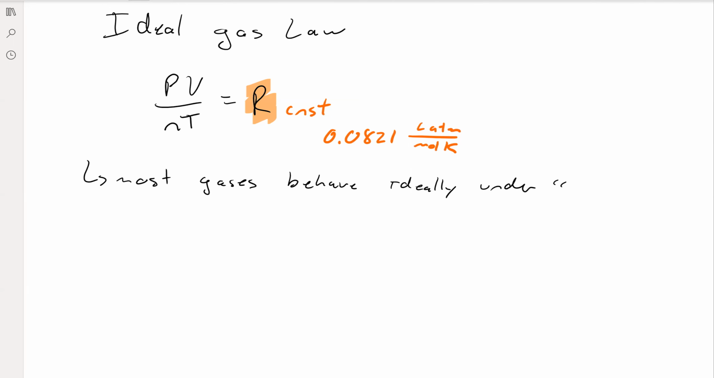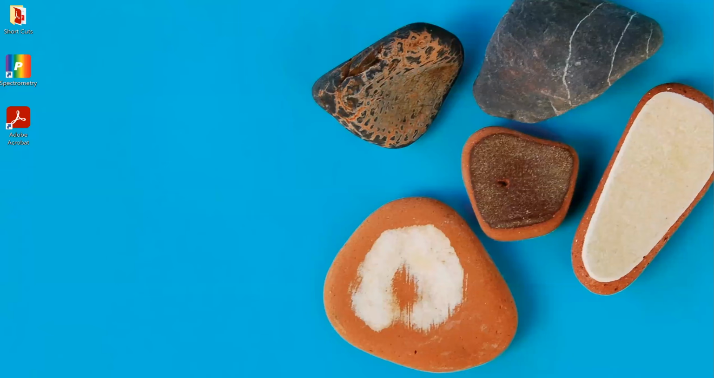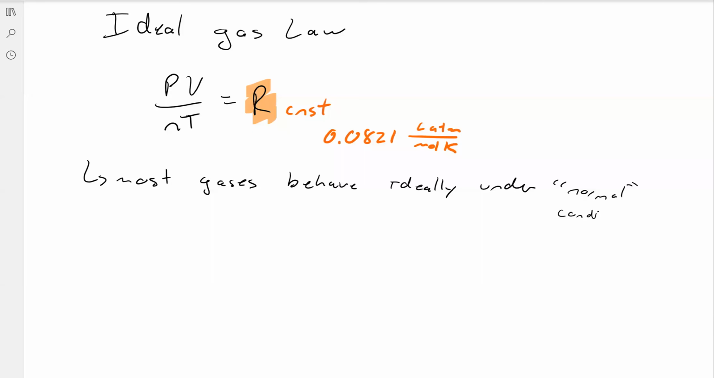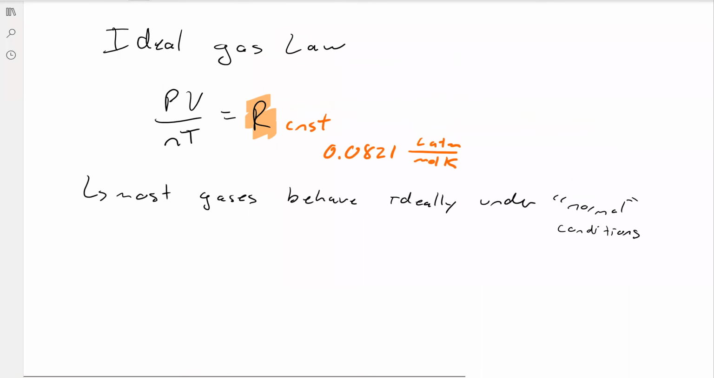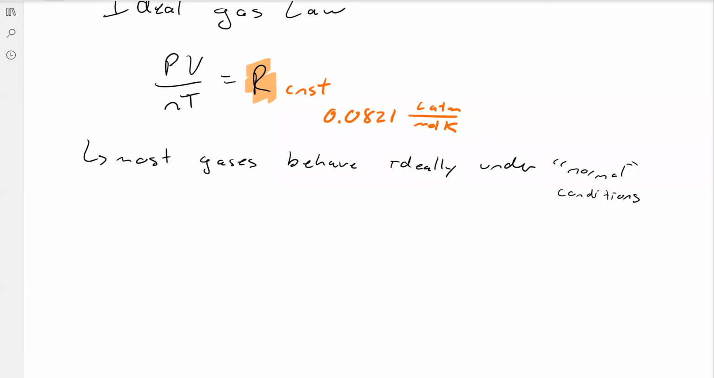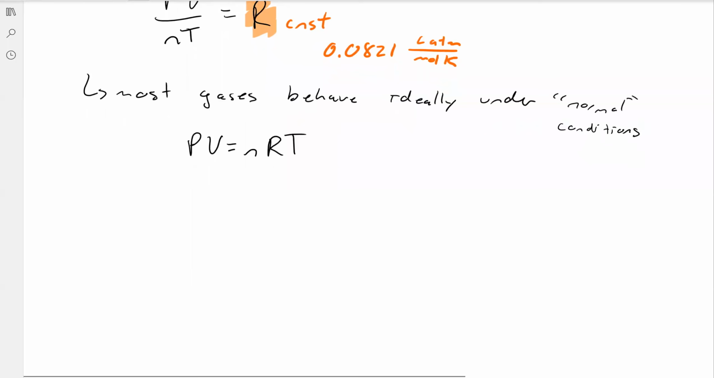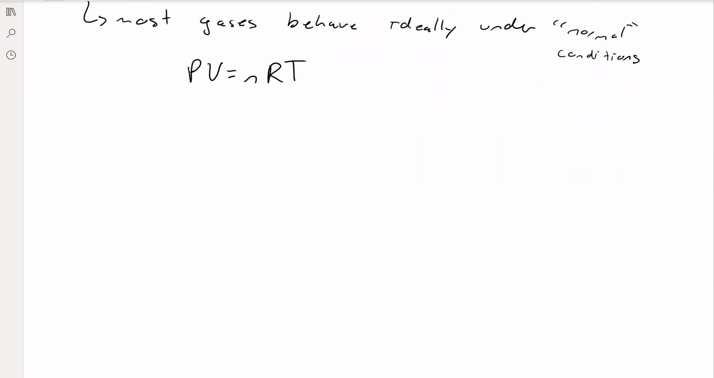under quote unquote normal conditions. And so this is just another plugging and chugging type of equation. We can reorganize this to its more popular format, PV equals nRT. So understand and kind of memorize this equation. It's not too bad. So you can, just given all the other variables, find out the unknown variable.